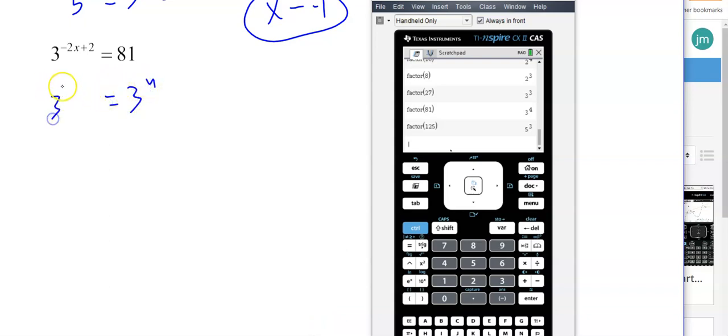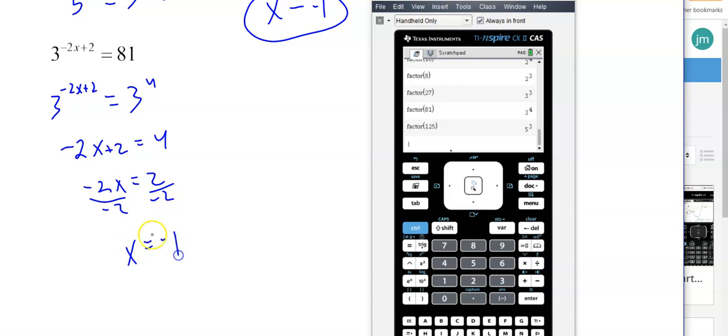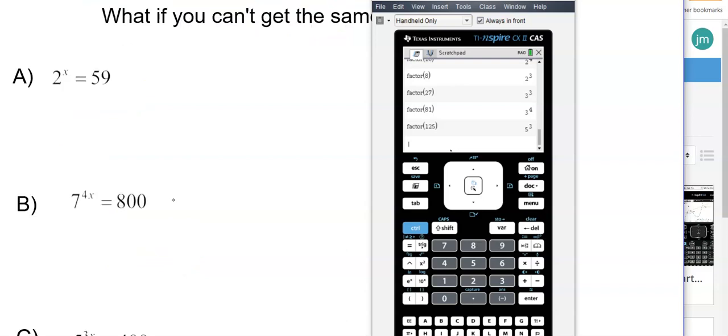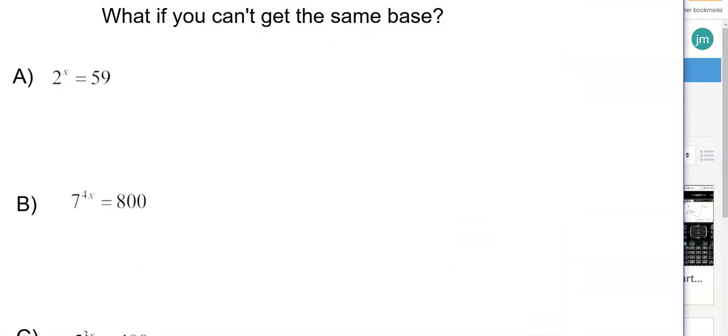And now I have 3 to the -2x plus 2. So what must be true about those exponents? They must be equal. I don't need the 3 anymore. 2x plus 2 equals 4. Subtract 2, you get -2x equals 2. Divide by -2, you get x equals -1 after all that. So if you get the same base, that's really a great way to solve these. But sometimes you can't get the same base. Like 59 is an odd number, 2 is an even number. You're not going to get the same base right there.